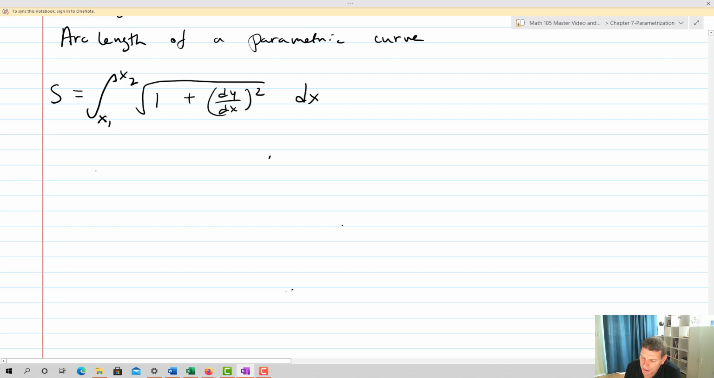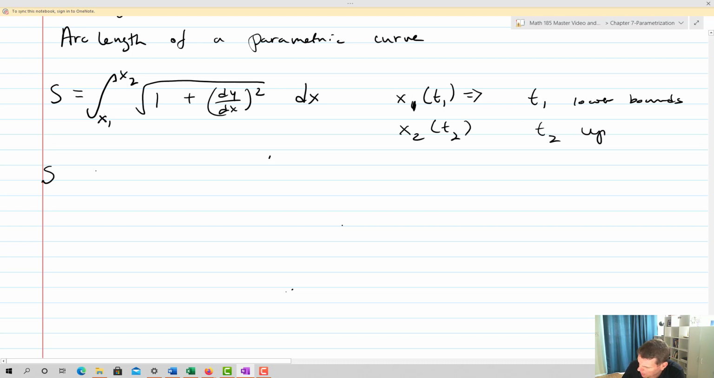Now I'm going to transform this arc length into terms of parametric equations. Well, x1 is actually going to end up being x1 of t1. So the first part of our interval is at t1, which is our lower bound on the integral. And x2 is actually x2 of t2, so t2 will end up being our upper bound. Now remember that dy/dx is going to end up being y prime of t over x prime of t.